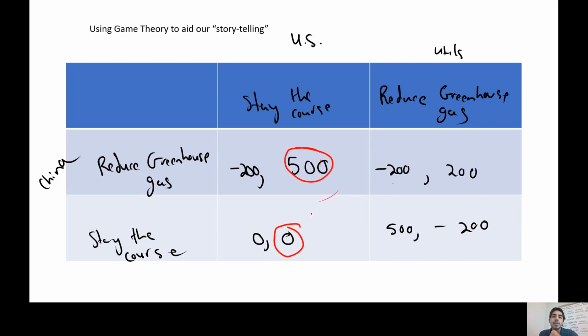What is a dominant strategy? It's a strategy that a player, for instance, the US, can deploy that would yield higher payoffs compared to the other strategy that the US has, irrespective of what China plays. Wait, hold on.